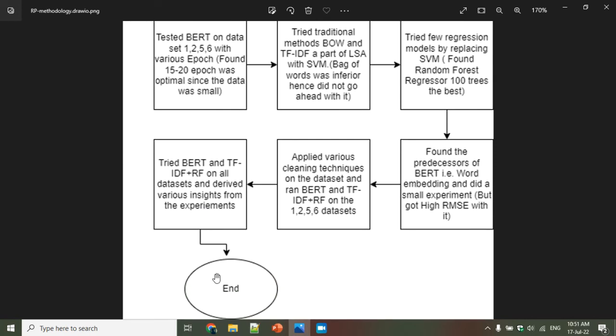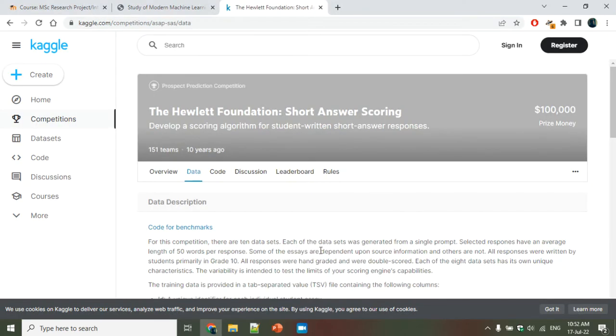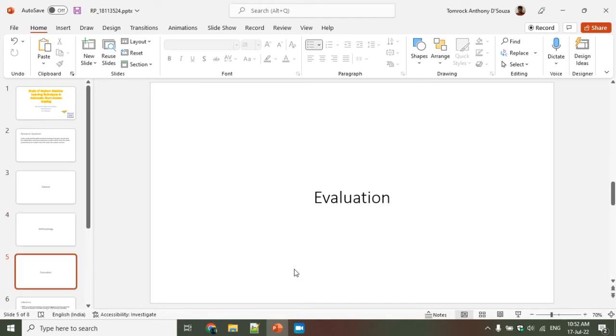So why TF-IDF plus random forest? Because it gave the best results compared to all the traditional methods. So we can say that TF-IDF plus random forest regressor can be used as a model to benchmark for all the traditional methods. So that was our methodology.